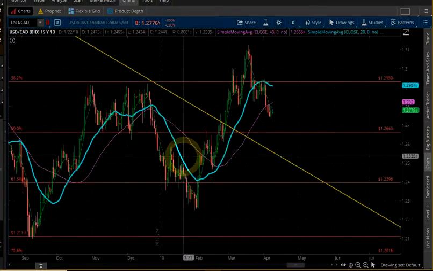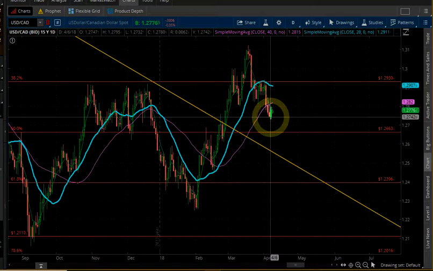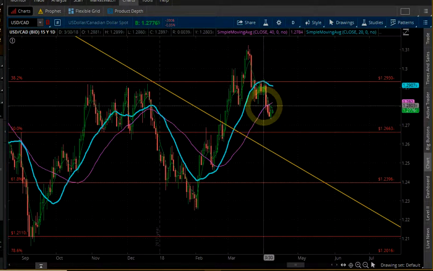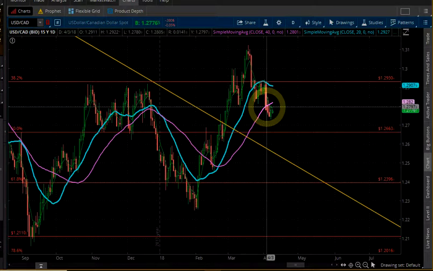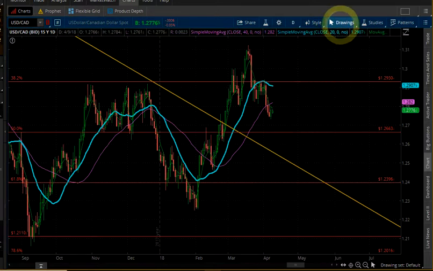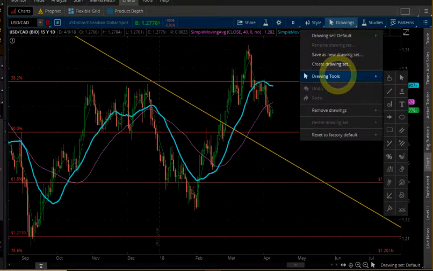Yeah. See, this kind of looks like an ABC, and I would say a break above this area right here, this 1.2797. In fact, let's just put that on the chart. I would say I would be long the US dollar CAD.